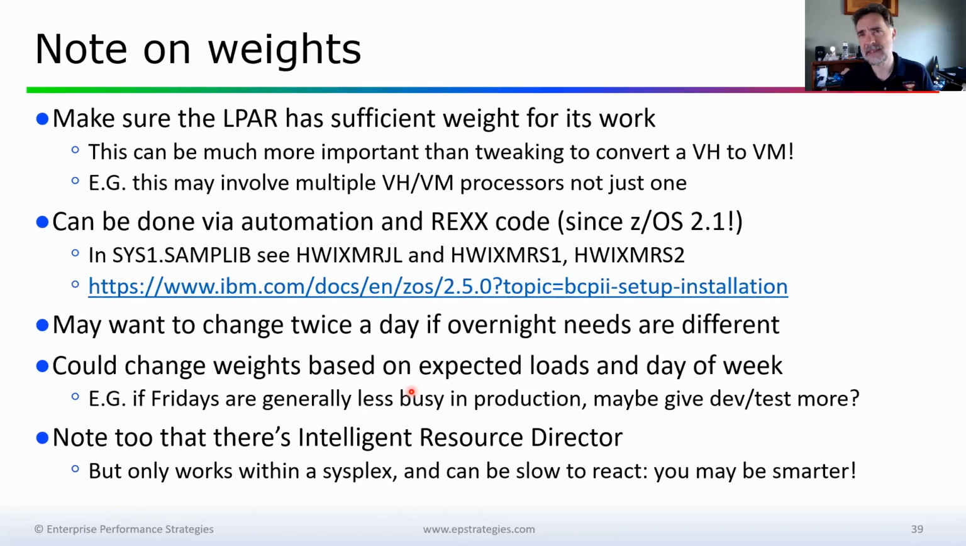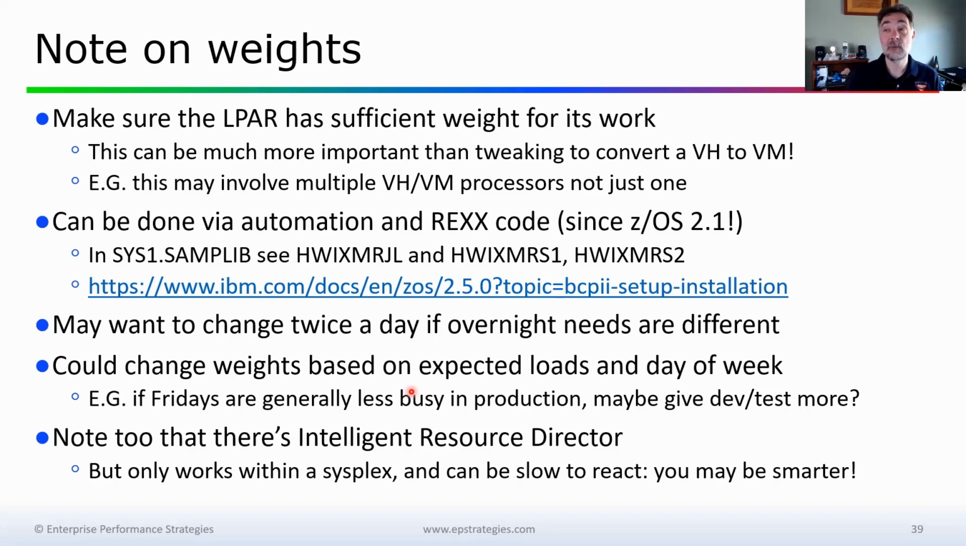Now, some notes on these weights. The most important thing you can do is to make sure the LPAR has sufficient weight for its work. This can be much more important than tweaking to convert a vertical high to a vertical medium. This may involve multiple vertical highs and vertical mediums, for example, not just one.